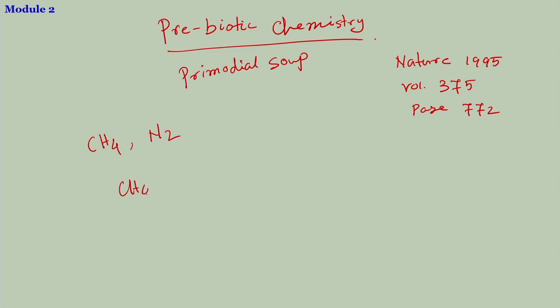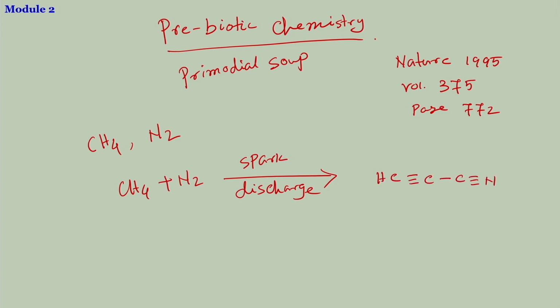What they have seen is that if you take methane and nitrogen, and this has been validated by other literature also, with a high electric spark discharge, you can synthesize an organic compound, which is an acetylene derivative, acetylene and cyanide. So this is cyanide, this is acetylene. This is quite well studied actually. Many papers have reported this reaction.